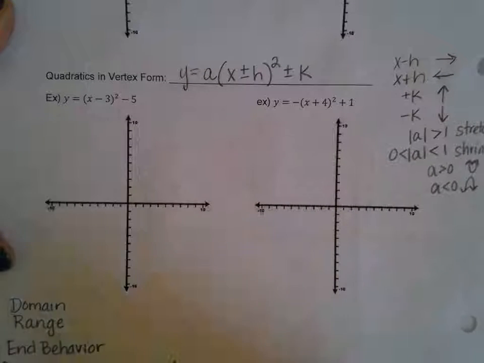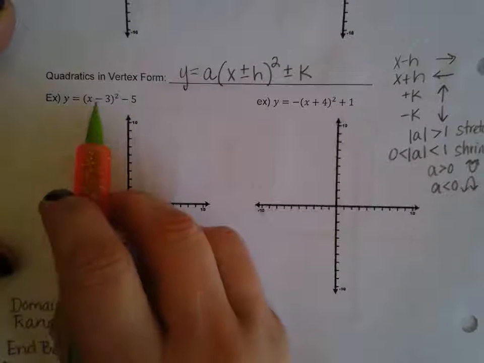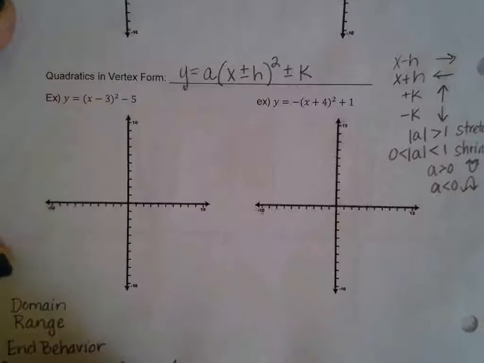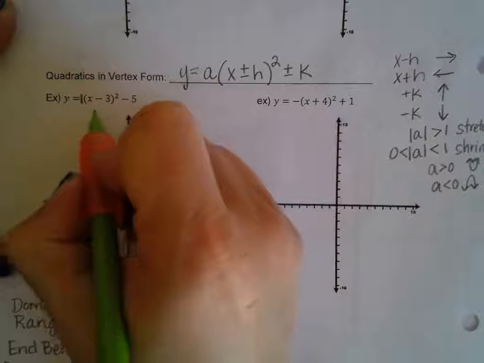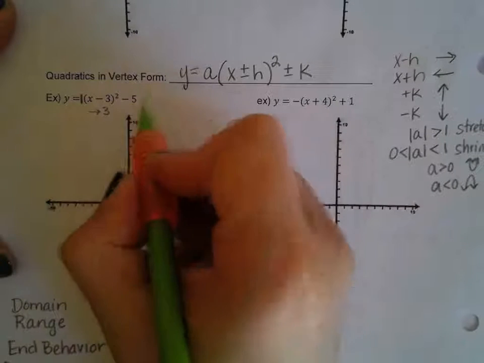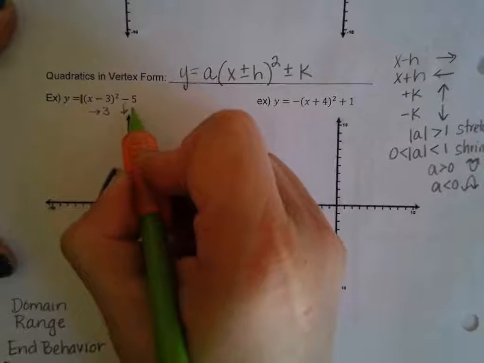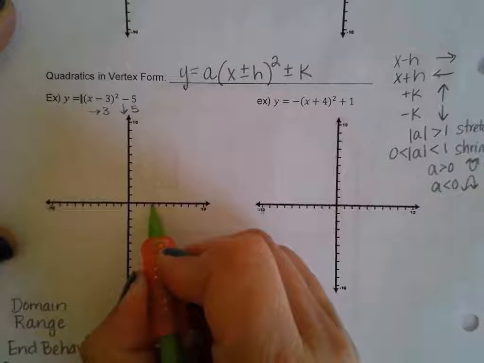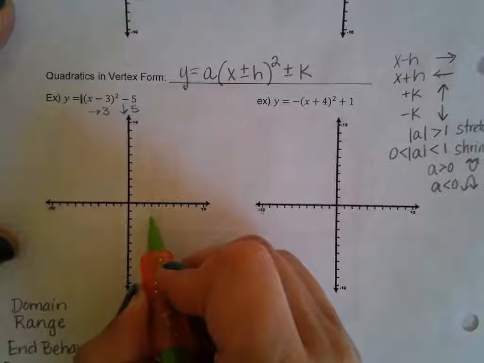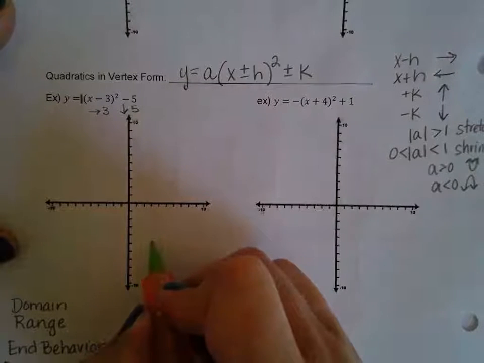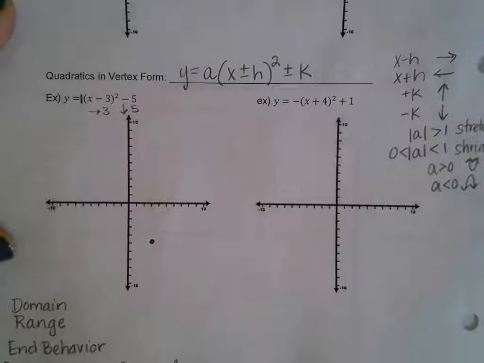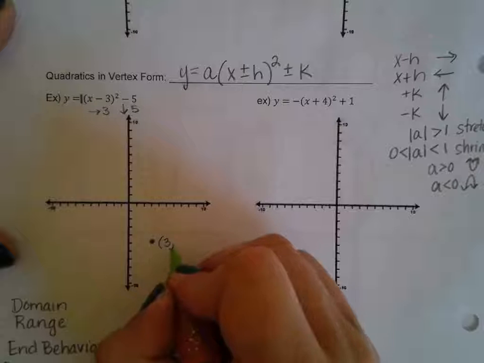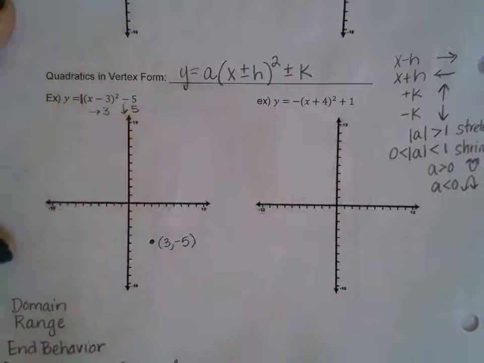So starting with this example right here, you have (x minus 3) quantity squared minus 5. There's really a 1 in front of that. So this x minus 3 tells me I am going to go to the right 3. And the minus 5 tells me I'm going to go down 5. So I go right 3, 1, 2, 3, and I go down 5, 1, 2, 3, 4, 5. That's where my vertex is going to be. So the coordinates of my vertex will be (3, negative 5).